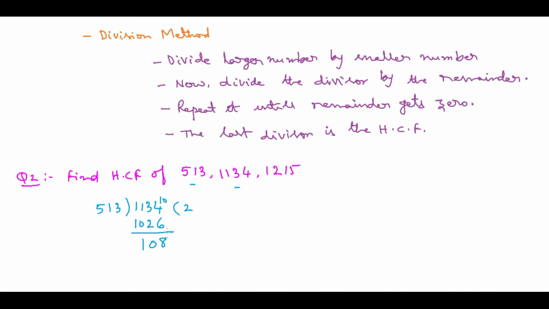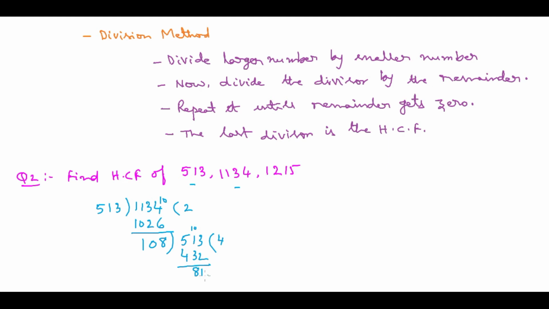Now what we need to take is the second step: divide the divisor by the remainder. So this is the remainder now. Let me divide 513 by this. How many times will it go? 5 times? No, 4 times it will go. So 4 8s are 32, 4 1s are 4. So this will be 1 and 10, 7 and 1 is 8. So the remainder is 81.